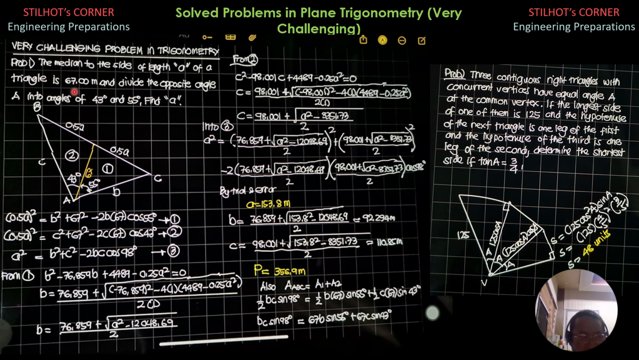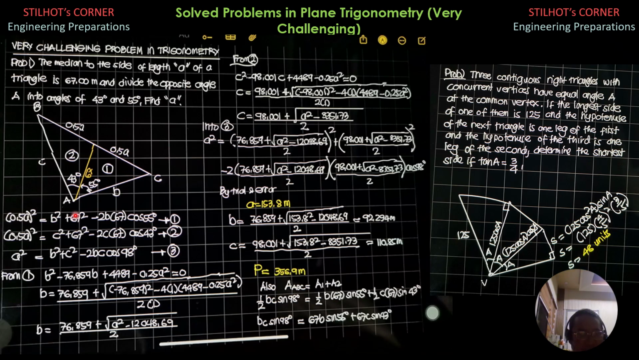The median to the side of length A of a triangle is 67 meters. It was in the quiz. And it divides the opposite angle A into angles of 43 degrees and 55 degrees. So the question there was to find the perimeter given side C. But in this case, I will not give side C. This is the solution. That's why it's very challenging originally.